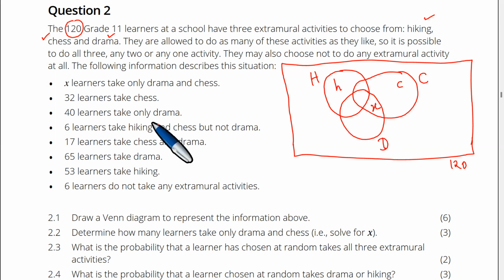40 learners take only drama. Okay, this one is nice. 40 learners take only drama, so they're only here, so it's only drama. 6 learners take hiking and chess, but not drama. Okay, 6 learners take hiking and chess, but not drama. And those are 6 learners.